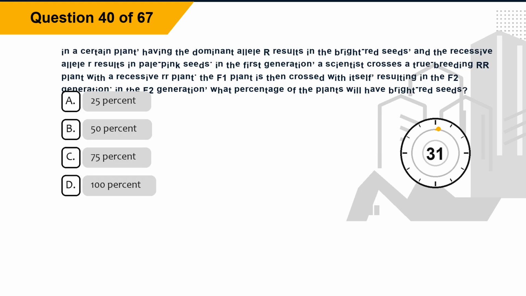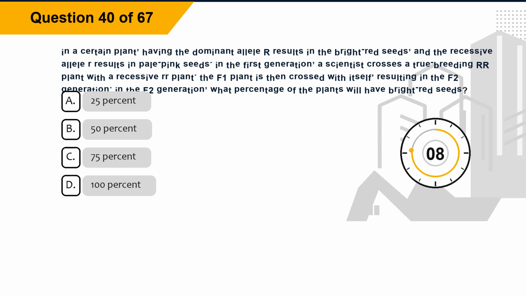Question 40. In a certain plant, having the dominant allele R results in bright red seeds, and the recessive allele r results in pale pink seeds. In the first generation, a scientist crosses a true-breeding dominant plant with a recessive plant. The F1 plant is then crossed with itself, resulting in the F2 generation. In the F2 generation, what percentage of the plants will have bright red seeds?